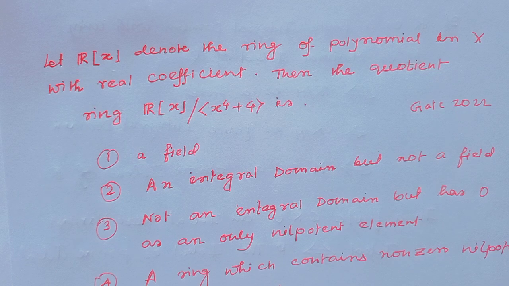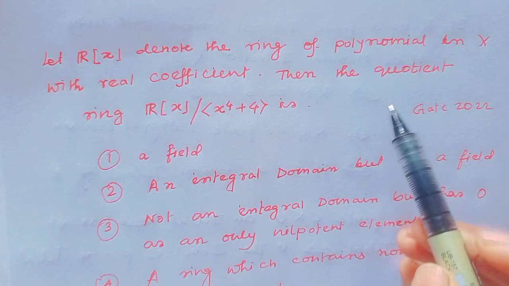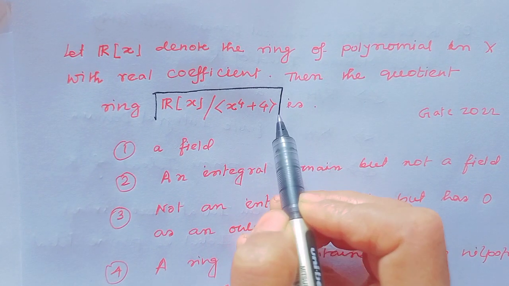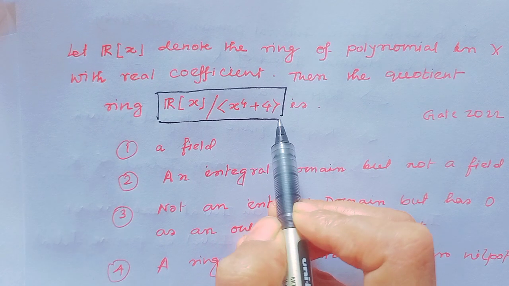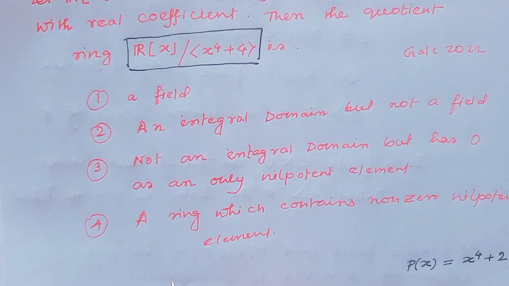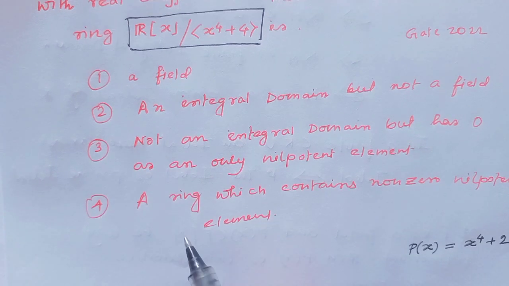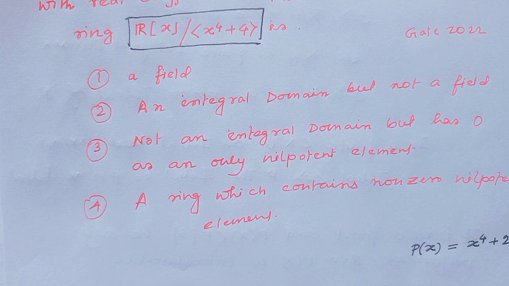At first, let's see the question. Let R[x] denote the ring of polynomials in x with real coefficients. Then the quotient ring R[x] modulo the ideal generated by x to the power 4 plus 4 is: option 1, a field; option 2, an integral domain but not a field; option 3, not an integral domain but 0 is the only nilpotent element; and option 4, a ring which contains a non-zero nilpotent.